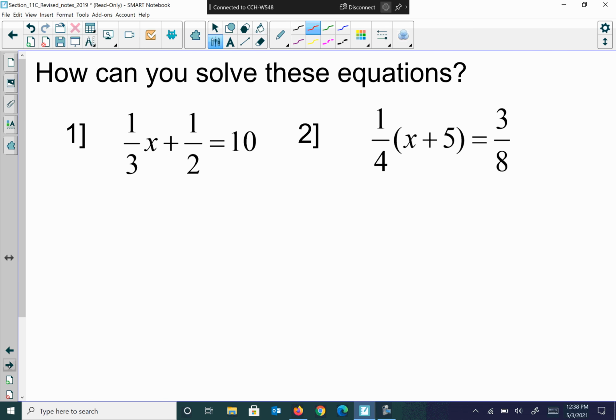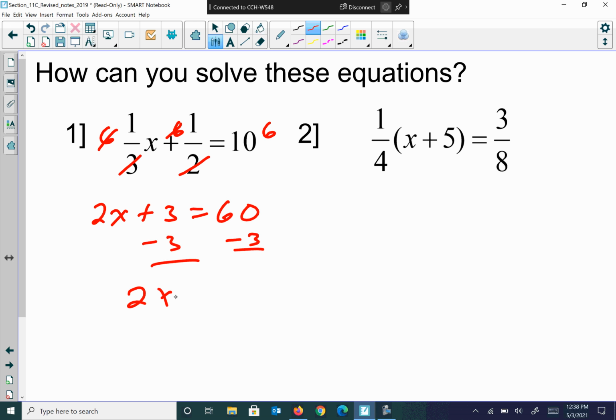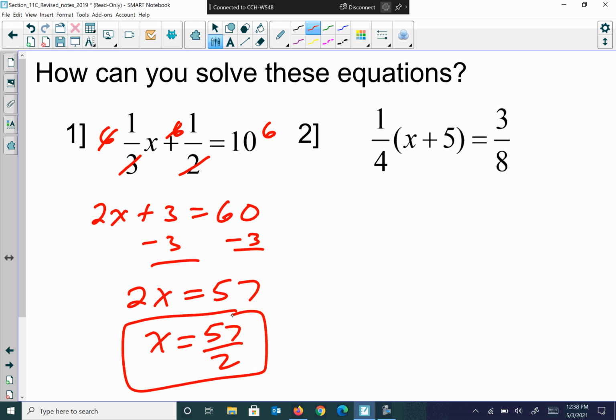So this first one's an algebra 1 type of problem. We might have taught you a way to clear the denominator where we could multiply everything by 6. So that would become 2x plus 3 equals 60. Subtract 3. I know you could have done that part in your head. And then divide each side by 2. So 57 halves is your answer. Seem okay?